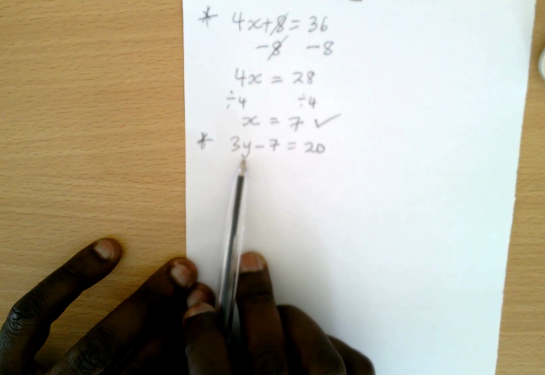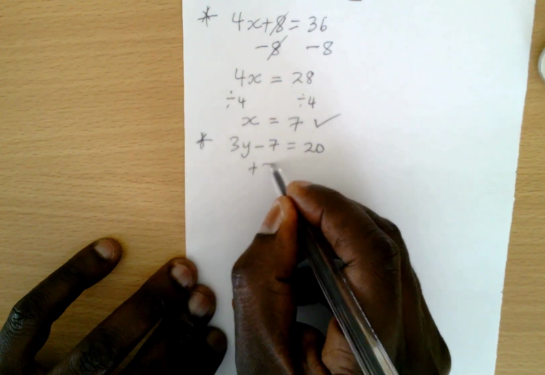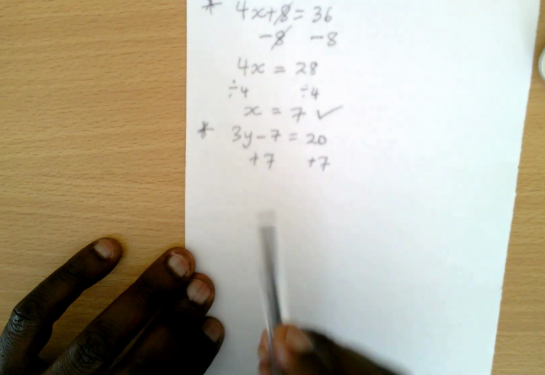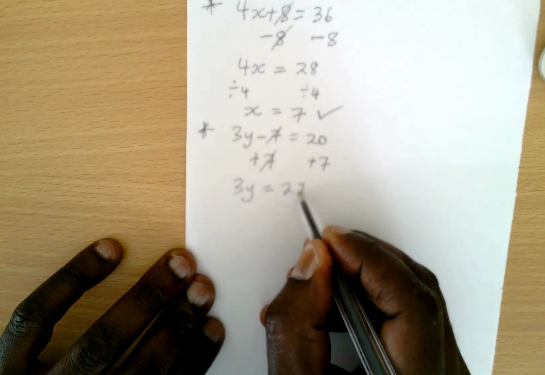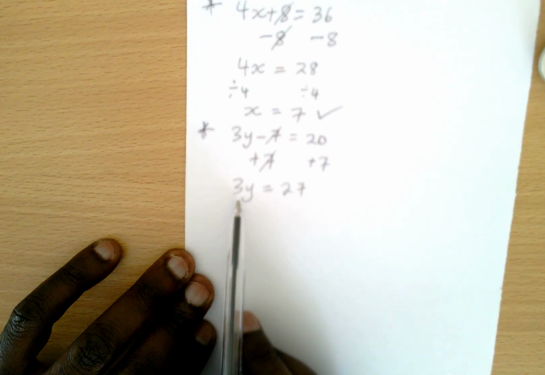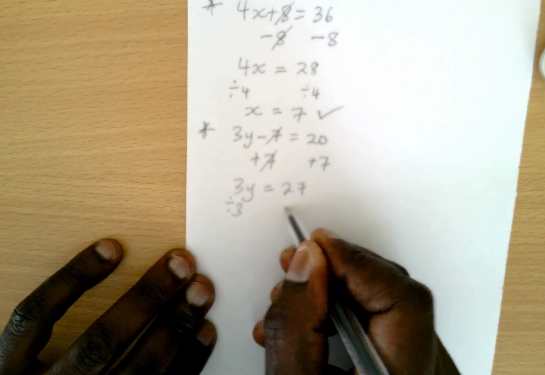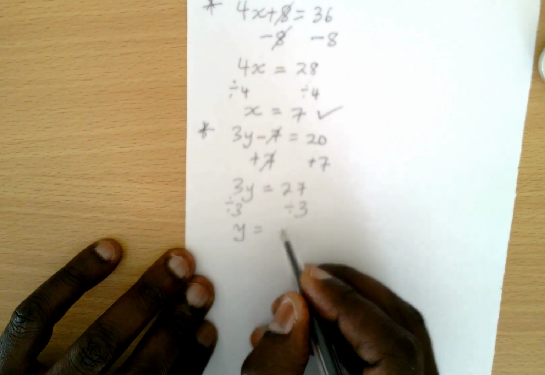So we are still going to use the same method of isolating to have y on its own. So in this case, we shall plus 7 on the left and plus 7 on the right. So we do this such that minus 7 plus 7 gives 0. On the left hand side we have 3y is equal to 20 plus 7, which is 27. Once we have 3 lots of y is equal to 27, I'll remind you that 3y means 3 times y. So to get 1y, we divide by 3, divide by 3. So we are left with y is equal to 27 divided by 3, which is 9.